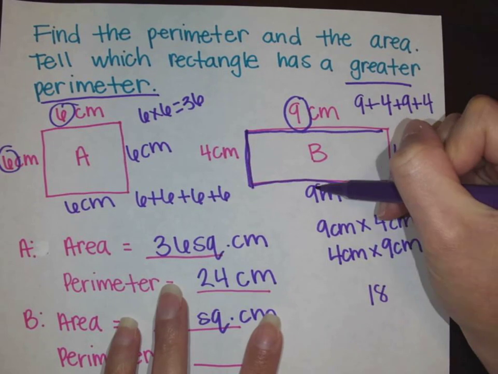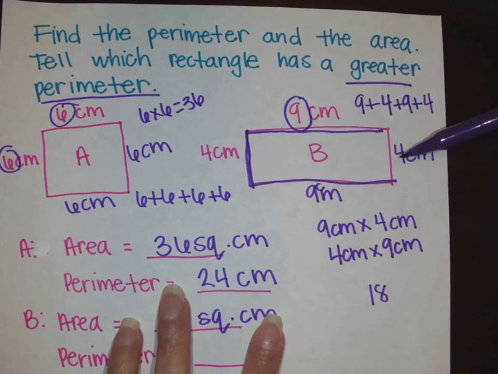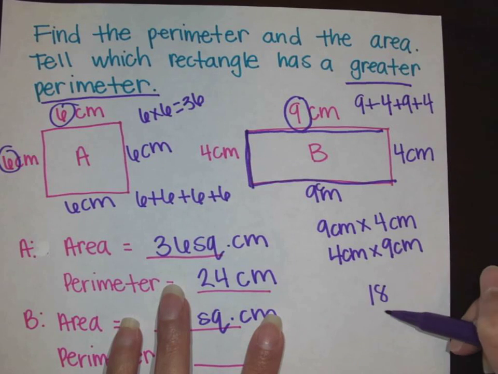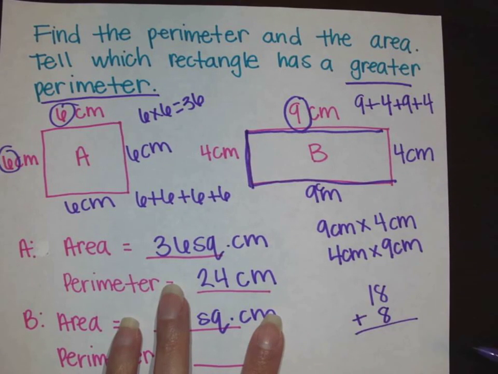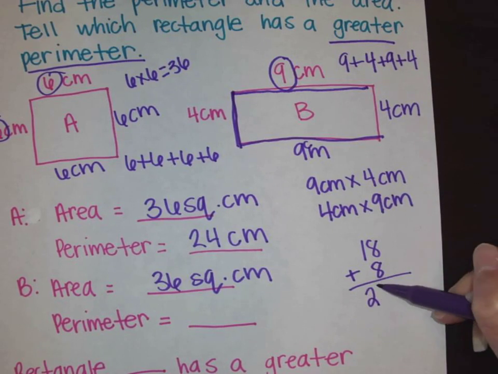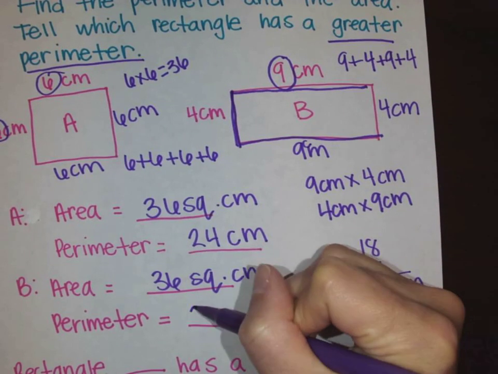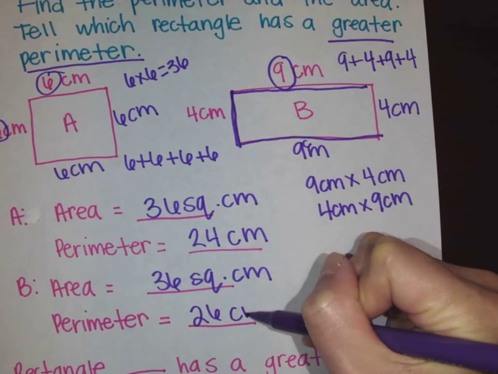Oh, I'm sorry, I forgot to put my C here for centimeters. And then I know a lot of you will go 4 plus 4 centimeters is 8 centimeters. And you can do that as well. And 18 plus 8 is what? Very good, 26 centimeters. And that's the perimeter for rectangle B.